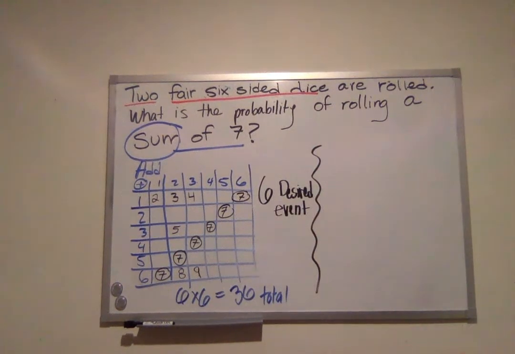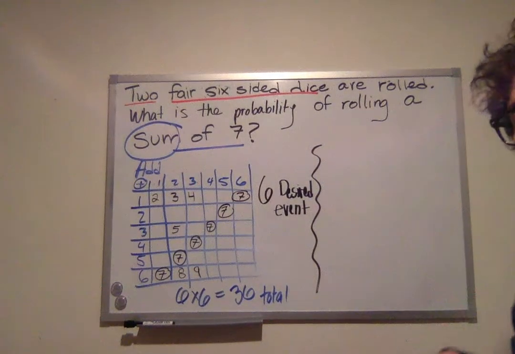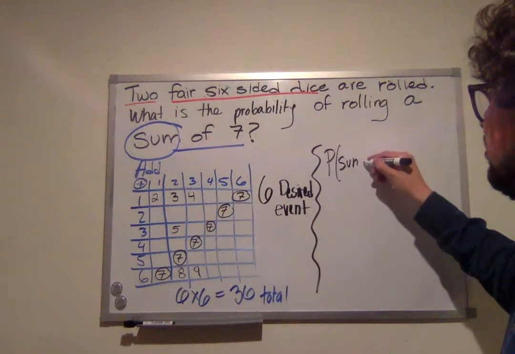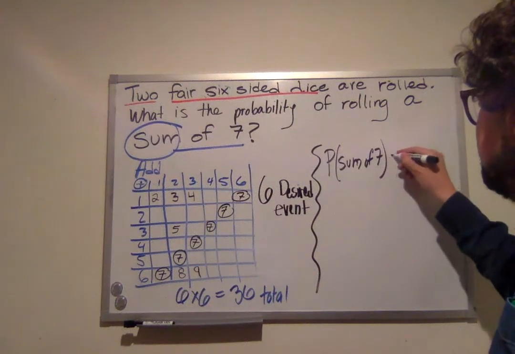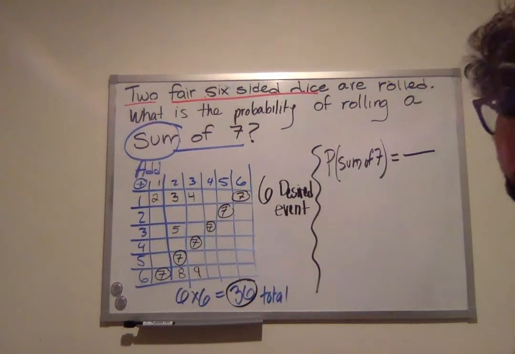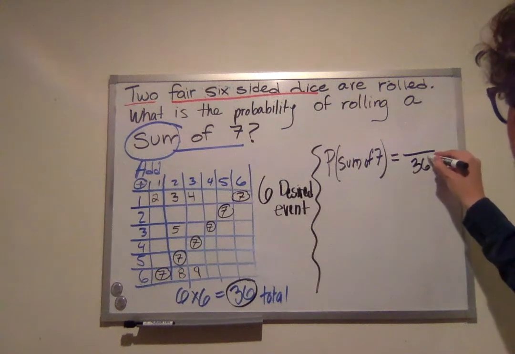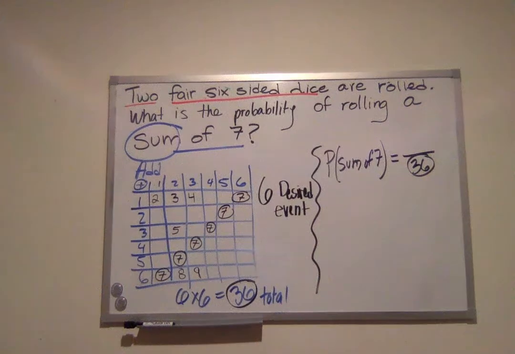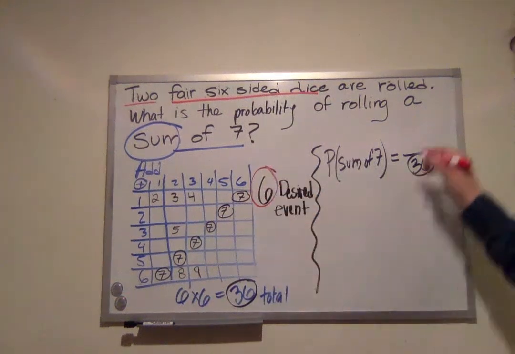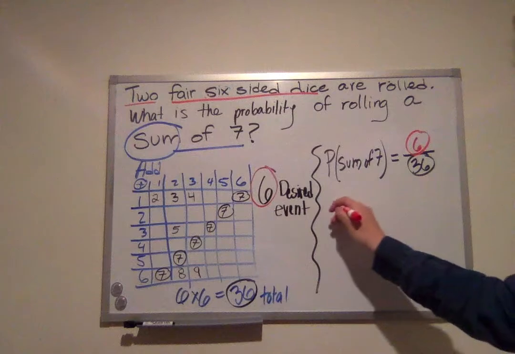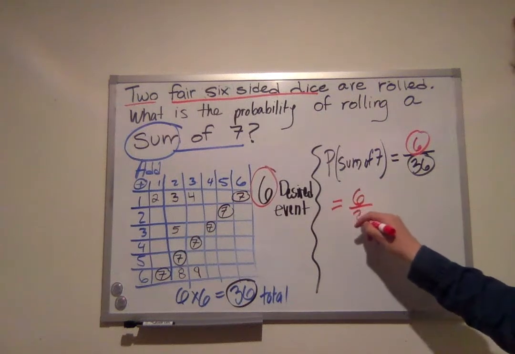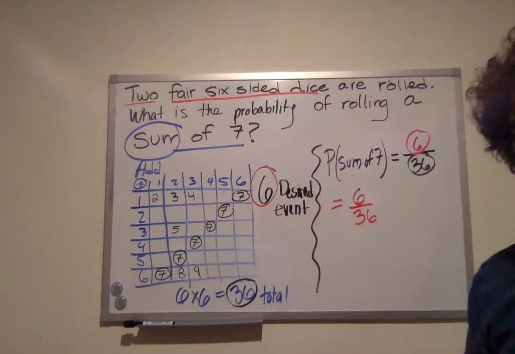I can now set up my fraction so I can describe the probability where I get a sum of 7. So I can say the probability of the sum of 7 is equal to, I want my total on the bottom. So here, right here's my total. So I'm going to put that right here, 36. My 36 is going to go on the bottom, and then I want my desired event to be on top. So this one right here, I'm going to put it on top. So my fraction to describe my probability is going to be 6 over 36. Totals on the bottom, desired events are on the top.